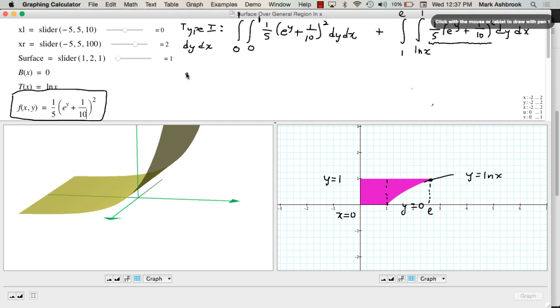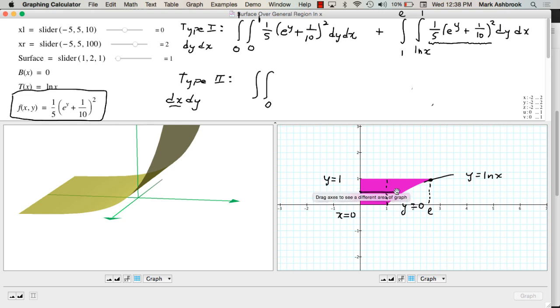Let's try type 2. How about type 2? What's our order of integration for type 2? dx dy, which means left to right, bottom to top. So here we go. What's the left side of this thing? x equals 0, right side? So we're going left to right. Will we need to double integrate, or do we need to split it up in this case? For all y's, we have the same left side and the same right side. Do you see that? It's the same left and the same right for all values of y. So it doesn't require us being split up.